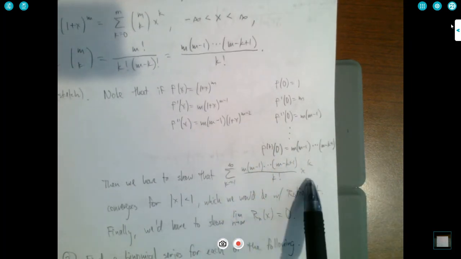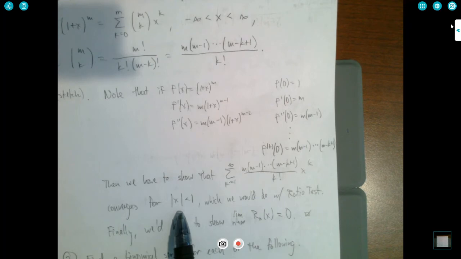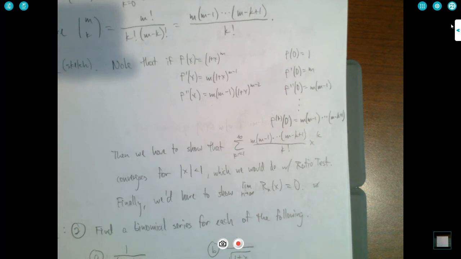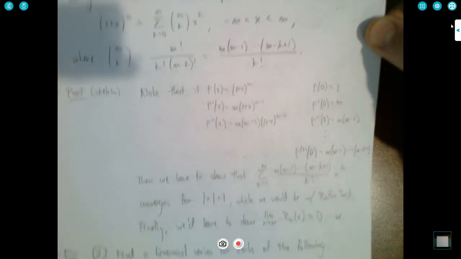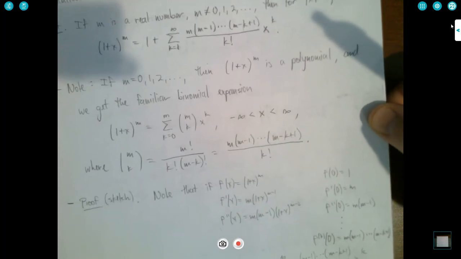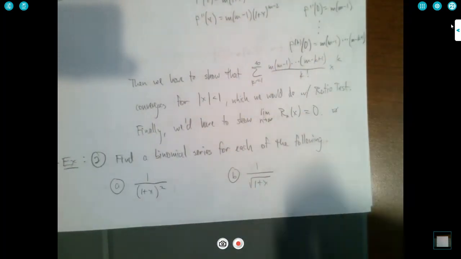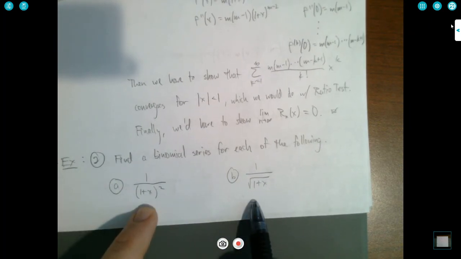It can also be shown using the ratio test that this thing converges if the absolute value of x is less than 1. And then the last thing we'd have to do is show that the limit as n approaches infinity of the remainder is equal to 0, which I'm also not going to do. But that's a sketch of how the proof would go. Okay, so now let's look at some examples. Let's find a binomial series for each of these guys right here.